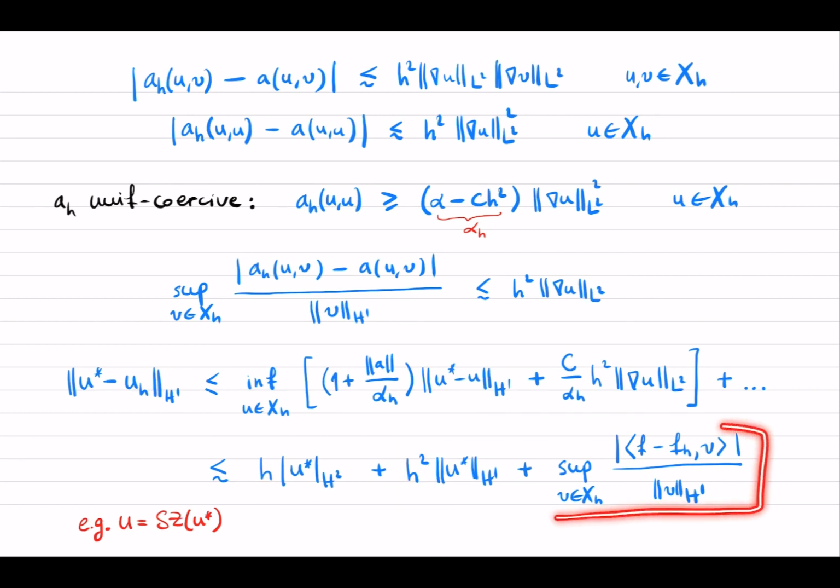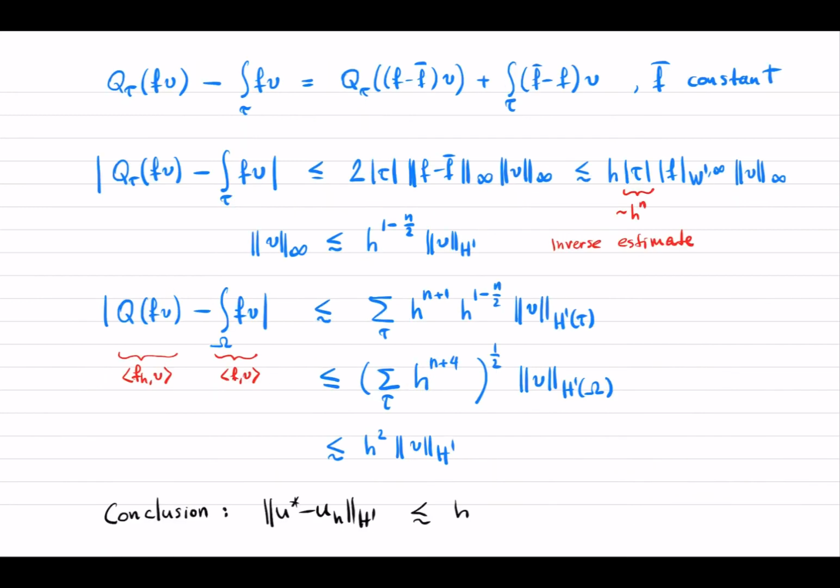Okay, now let's look at this consistency term. Again, we just focus on an individual triangle first. We get the quadrature of fv over tau minus the integral of fv over tau. And just like before, we can now stick in this f bar, which is an arbitrary constant, because an arbitrary constant times v is a linear function and Q_tau is exact on linear functions.